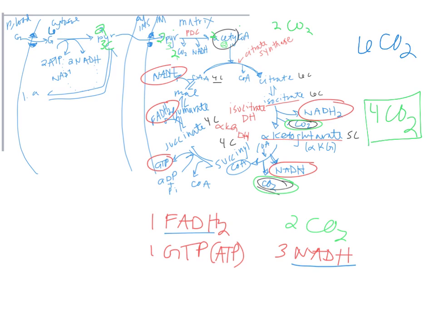And this is how I get 1, 2, 3, 4, 5, 6, and those are all 6 of my CO2s that I get from glucose. So I've gone from glucose and completely oxidized it to 6 CO2s.